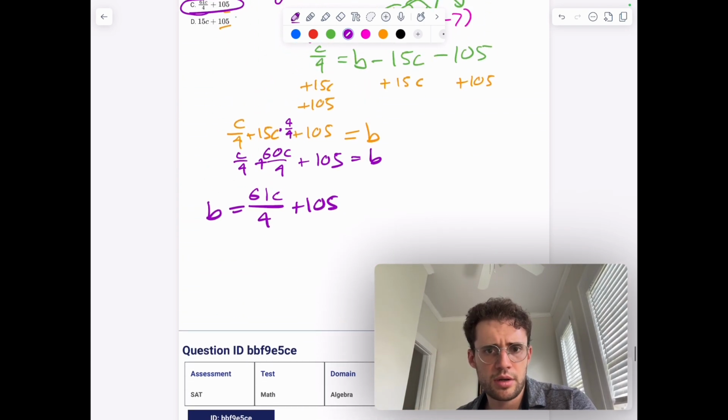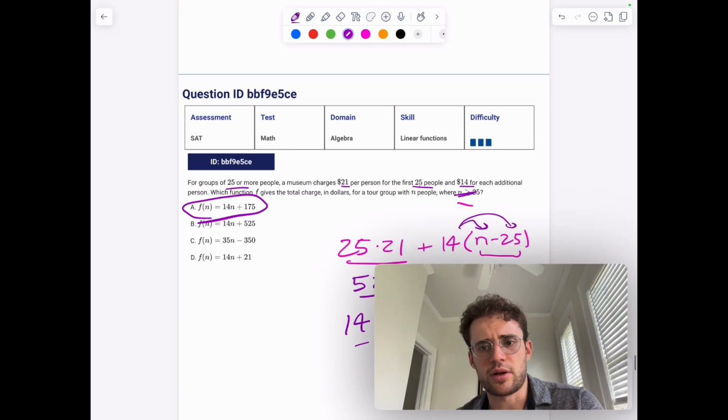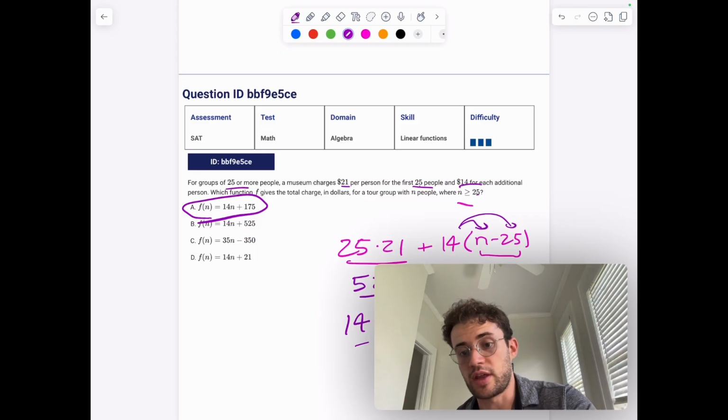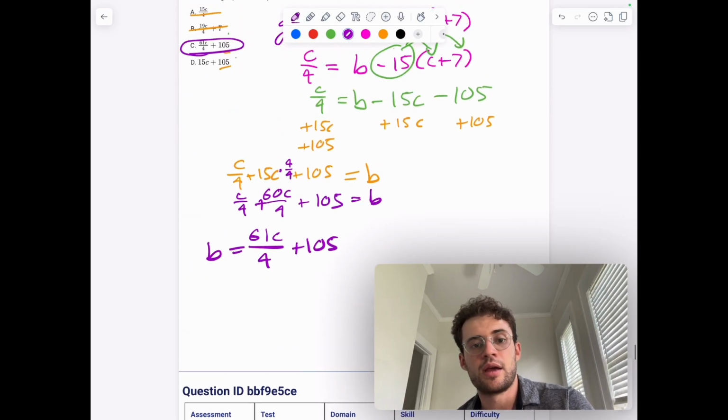This one was similar. If you see any of these where it's like n is greater than or equal to 25, usually they're just giving you that to make sure that there's not going to be an error and that your equation can actually work in all of the instances within the domain.